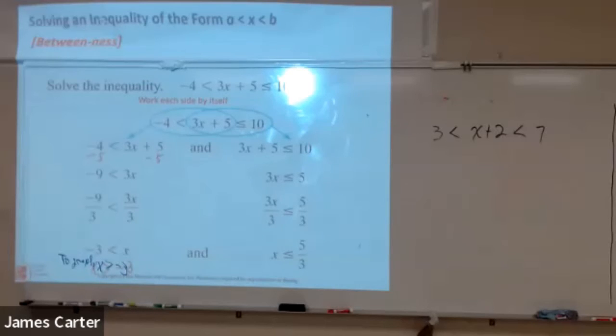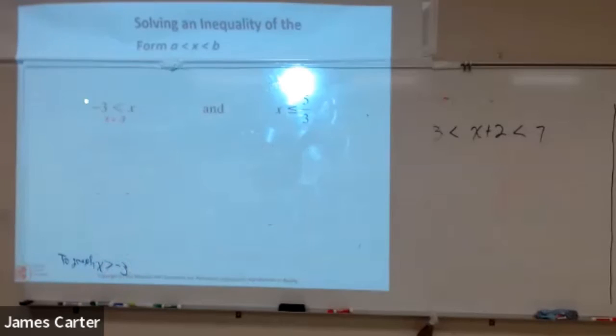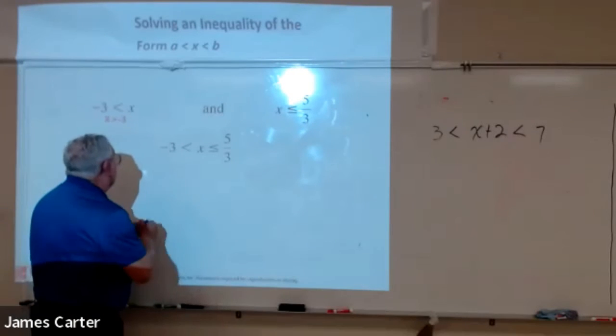Okay, there it is. We're bringing those two answers forward, including my adjustment. This would give you, based on this, -3 is less than x, and x is less than or equal to 5/3, which would give you this statement for your set notation.